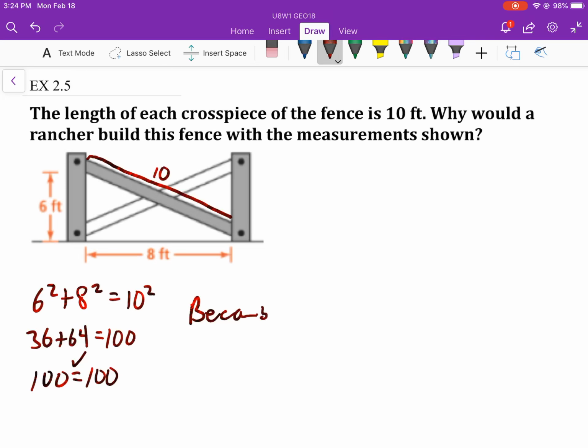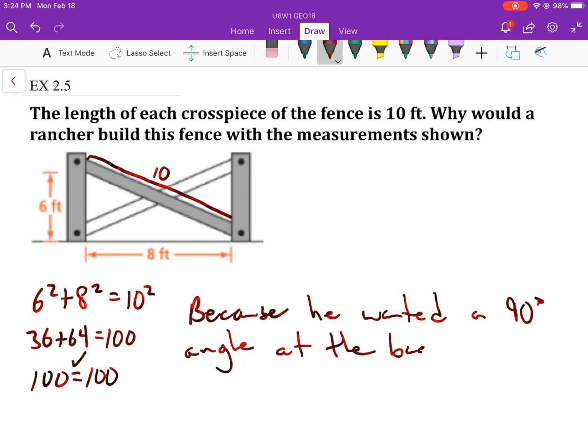Because he wanted a 90-degree angle at the base of the fence, just making this fence straight up and down.